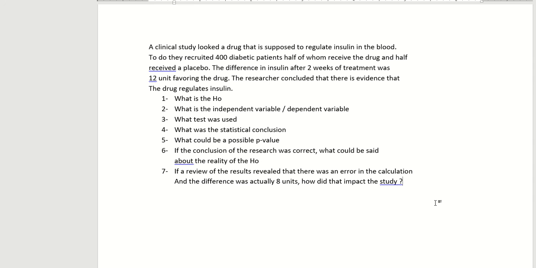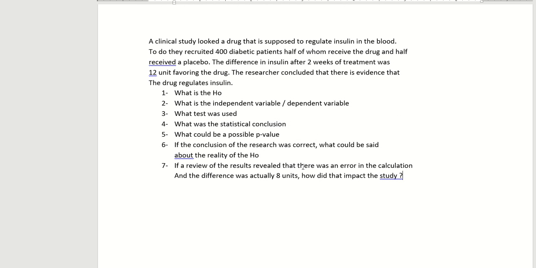What does it mean you have less power? It means that maybe now you can no longer reject your null hypothesis. Maybe now you're going to find yourself in a situation where you're going to fail to reject your null hypothesis. Okay, I guess this is the example, and I hope you enjoyed them.